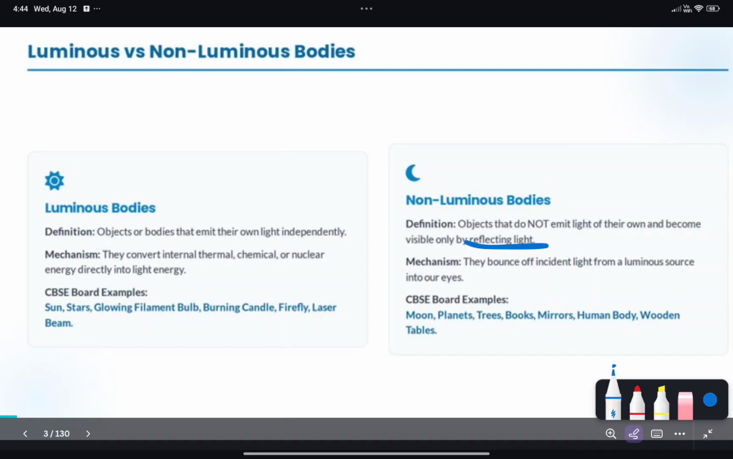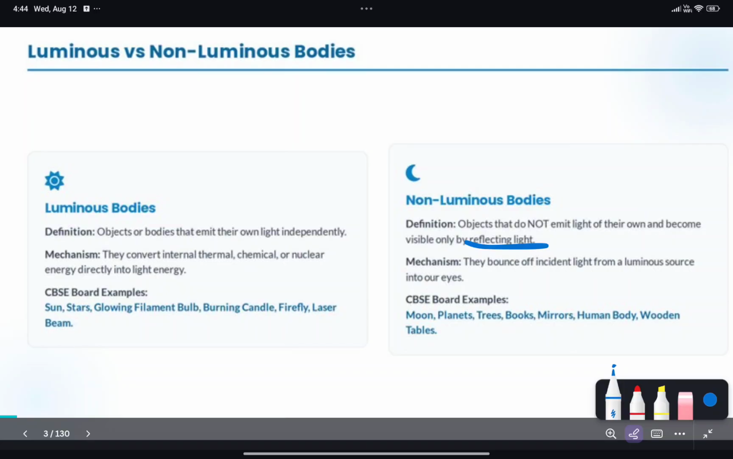They bounce off incident light from a luminous source into our eyes. For example, take one example from our daily life. Somewhere is the sun. Yes or no? We can treat the sun as a source of light. Yes or no? Why? Because that is a luminous body.